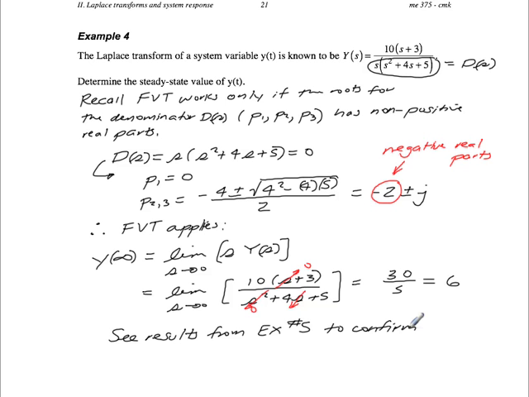The point being is if you don't really want to find the response, but you want to find out what it is in the steady state case, you don't have to go through and find the response. You can simply apply the final value theorem, provided that the roots of D abide by the condition that they have non-positive real parts.